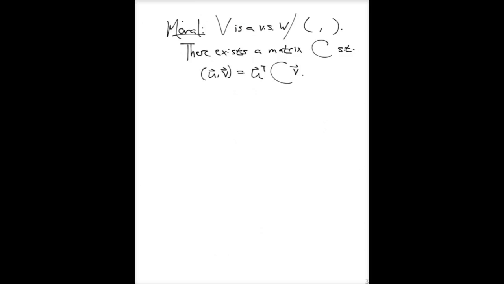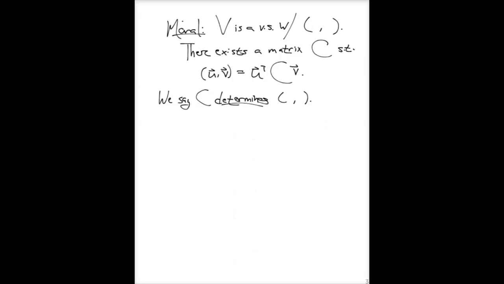Here's that moral. I'll write it down right here. V is a vector space with this inner product. Then we found that there does exist some matrix C such that the inner product of U with V is just given by U transpose CV. Since this is true, we sometimes say that C determines the inner product.